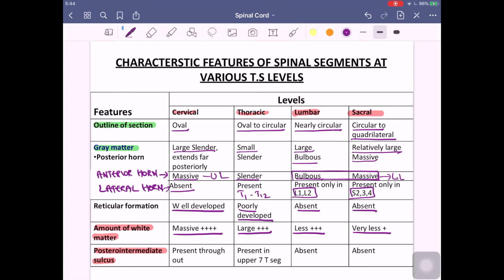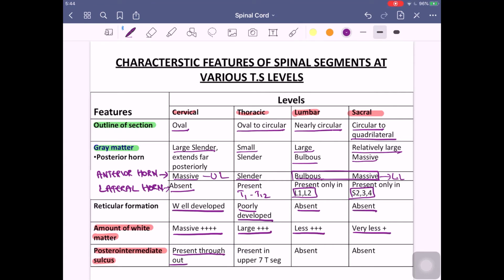Now similarly, the massive amount of white matter is seen in the cervical region and a lesser amount of gray matter is seen there. So thereby you can say, as you go from top to bottom in the spinal cord, the gray matter increases and the white matter decreases. Or the other way around, you can say the white matter decreases and the gray matter increases. So that is how the trend is from top to bottom.